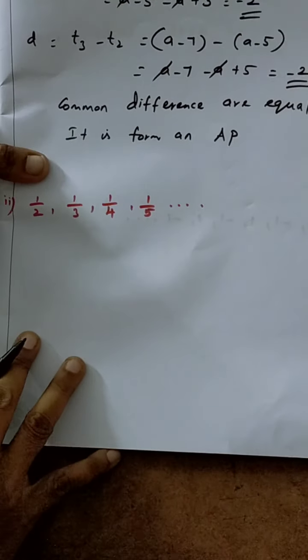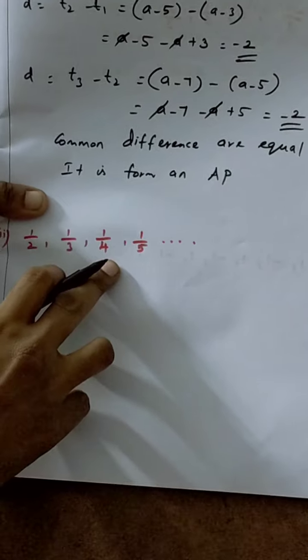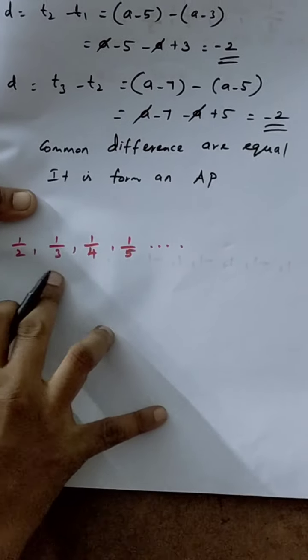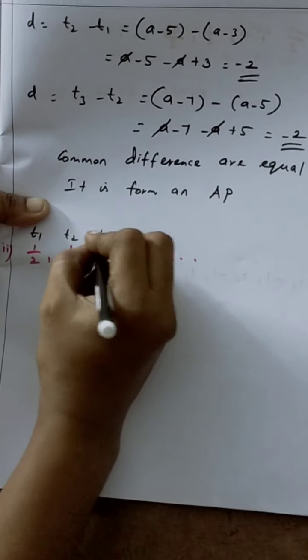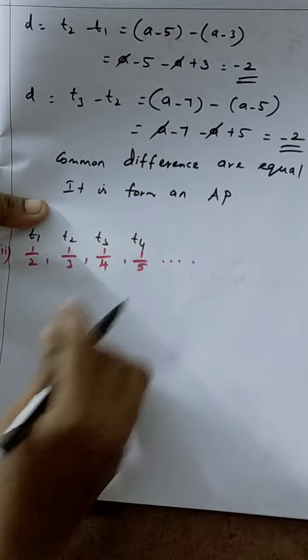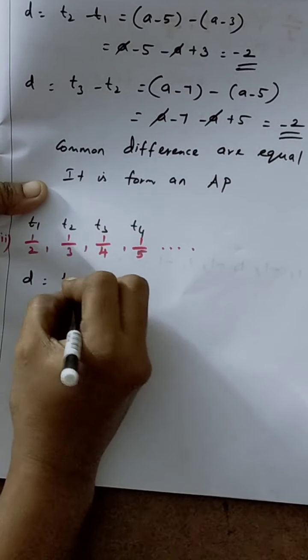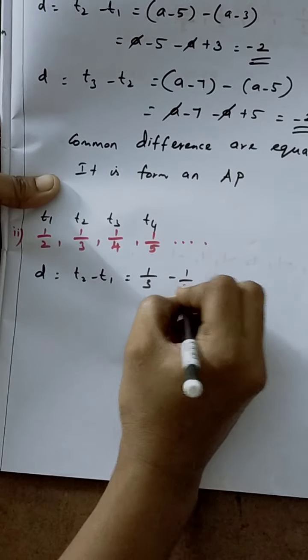Okay, the next, the second one: 1 by 2, 1 by 3, 1 by 4, then 1 by 5. Fraction terms are given, so mention the terms: T1, T2, T3, T4. The same condition is followed: d equals T2 minus T1. So 1 by 3 minus 1 by 2.